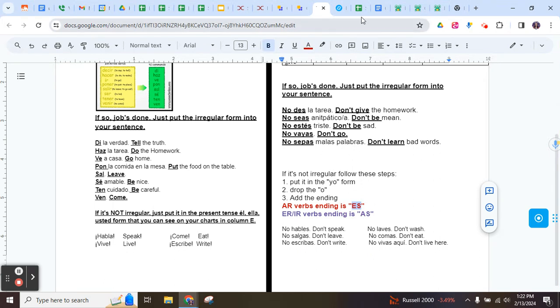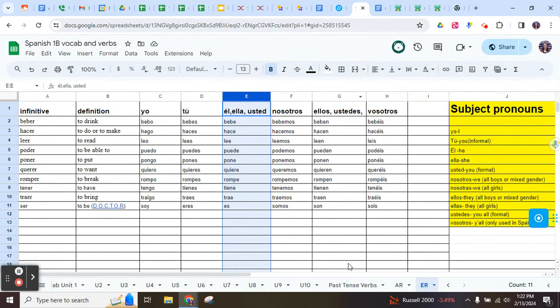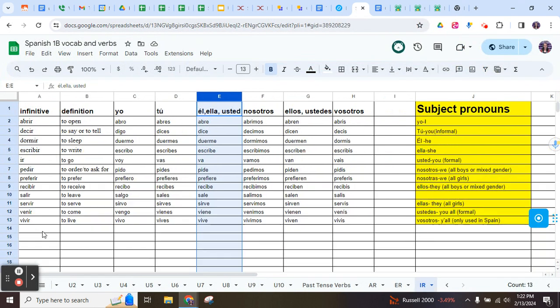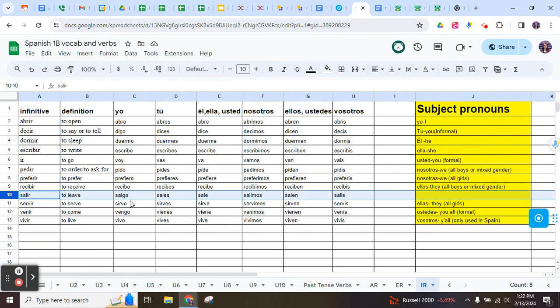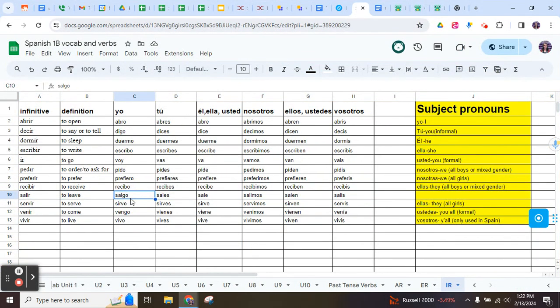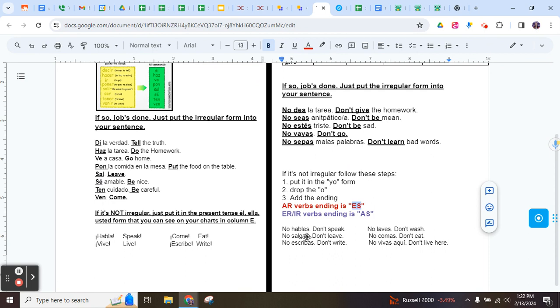Salir, we can look at our chart, is an IR verb, but it's irregular in the yo form. So first we need to start with salgo. Then we drop the O. And since it's an IR verb, we add AS. No salgas. The yo form of escribir is escribo. So we drop the O, and we're left with escrib. And then since it's an IR verb, we add AS.